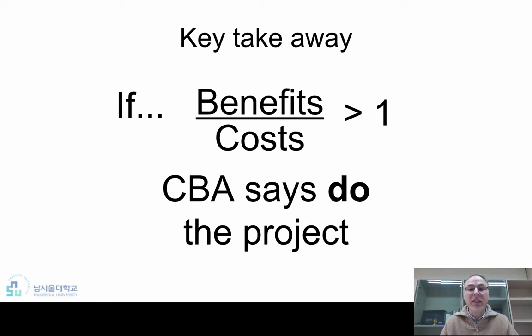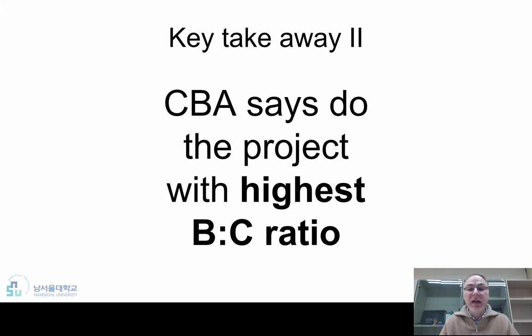There's a second takeaway about cost-benefit analysis, and that is that if you have multiple project options or multiple policy options, cost-benefit analysis generally says that you do the project that rewards you with the highest benefit to cost ratio. So if you have 3 different options, all of them are providing you with a BC ratio greater than 1, the way you decide between alternatives is you look for the one with the highest ratio.